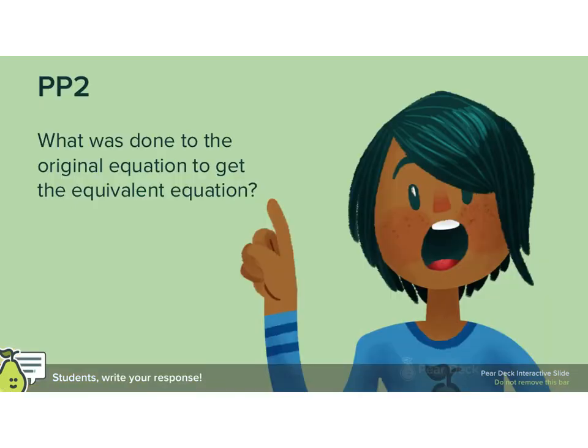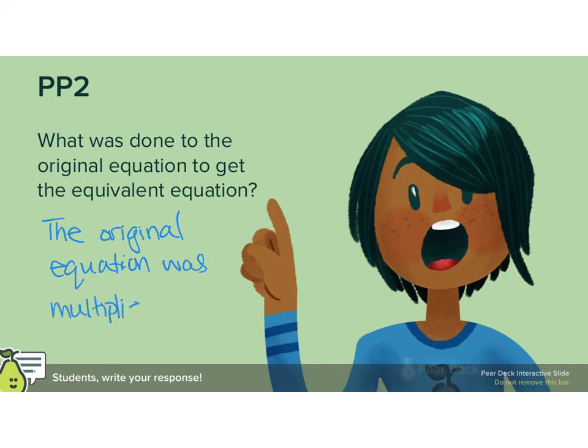Next part, what was done? The original equation was multiplied by 4. Complete sentence, spelling things correctly. Start with a capital letter, end with a period. And you are done.